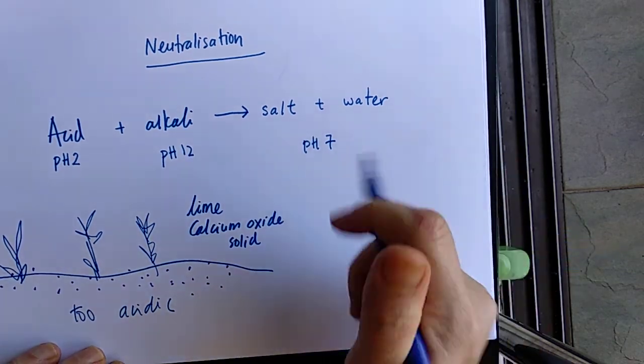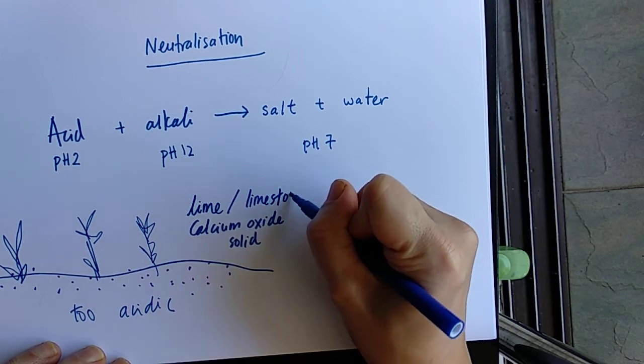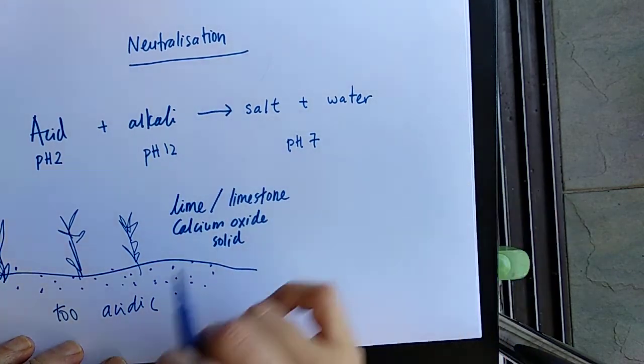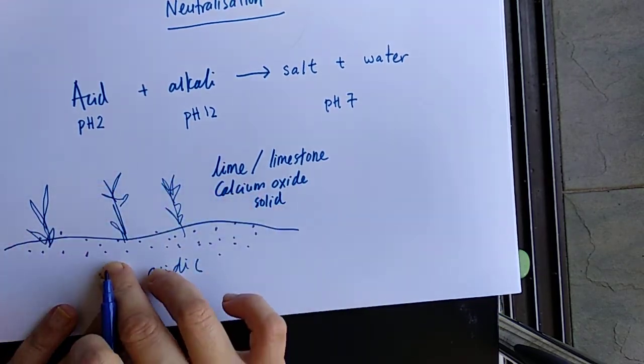Now, other than using lime, they can also use limestone. Limestone is calcium carbonate. They can also use that to neutralize the soil.